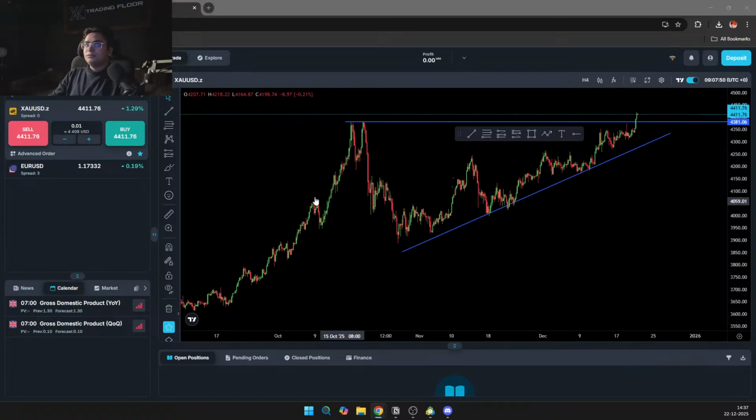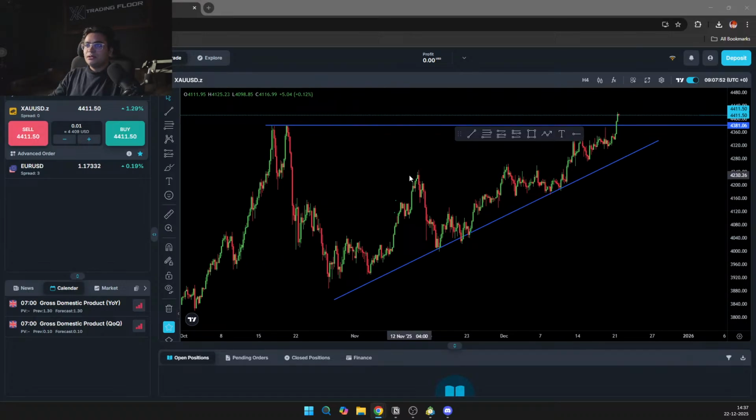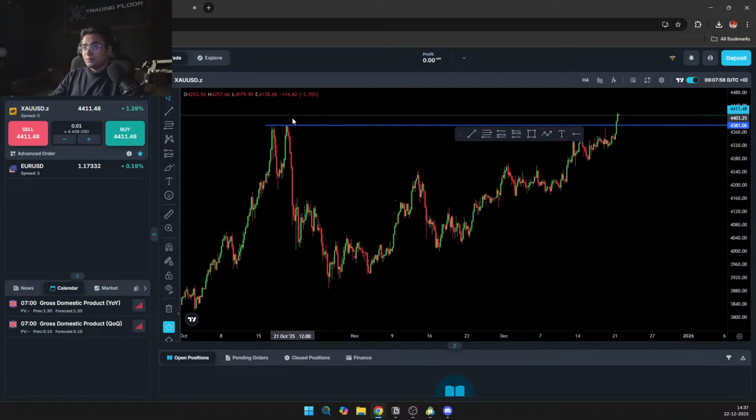Okay. So in terms of technicals, we had a huge bullish momentum. Fundamentals are bullish, technicals are bullish. When we tapped into these all-time high levels, we had multiple rejections, but price was not pushing down at the same time. It was just trying to break out of that level.